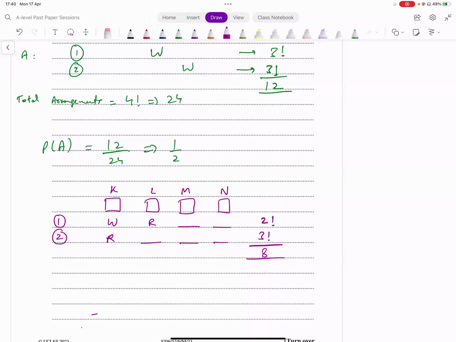तो इवेंट B की प्रोबेबिलिटी आपके पास कितनी होगी फिर? इवेंट B की प्रोबेबिलिटी हमारे पास आ जाएगी 8/24. What's the probability of event B? 8/24. And that turns out to be 1 out of 3.